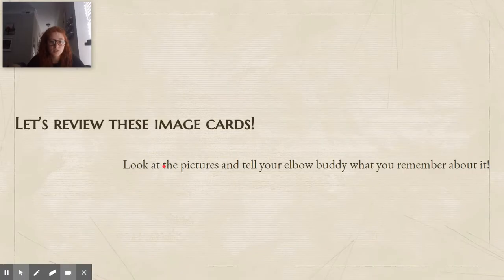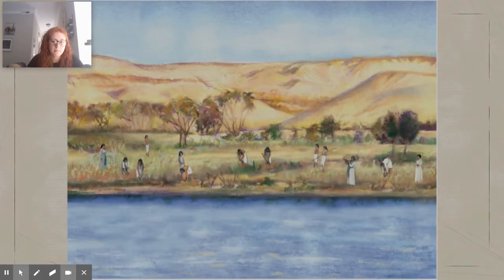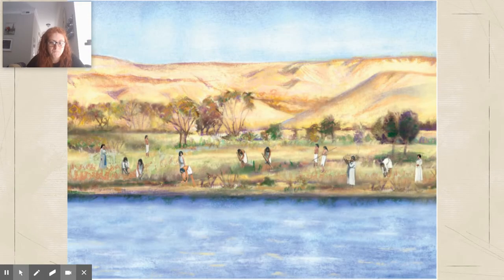All right. So let's review these image cards. I want you to look at the pictures and tell your elbow buddy or somebody around you what you remember about it. This one. I think about the Nile River and how it is the gift, right, to the Egyptian people, because when it floods, it gives rich soil full of vitamins and minerals that allow the Egyptians to farm and grow crops, right?